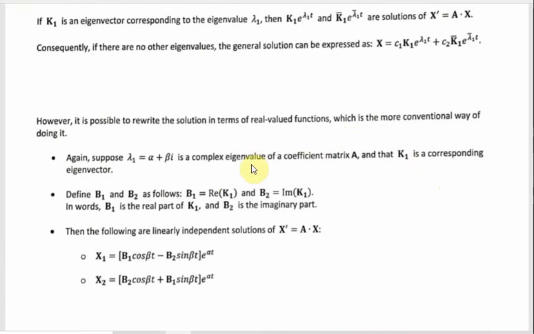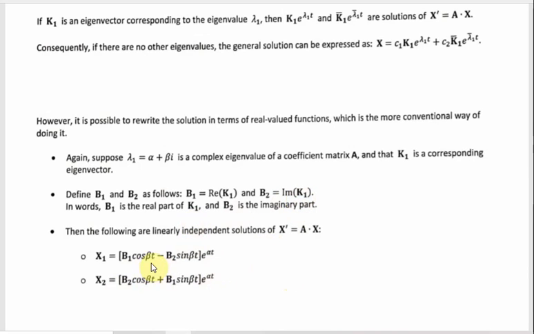So let's see down here, where if lambda 1 is alpha plus beta i, and then that gives you eigenvector k1, then what you end up doing is that you can break k1 up into components. So you have a real part and an imaginary part. That's what the Re and the Im are, just real and imaginary. Then the way that you can get the two linearly independent solutions, it's like this. So again, the B1 and the B2 are just pieces of k1, basically, right? Like the real piece and the imaginary piece.